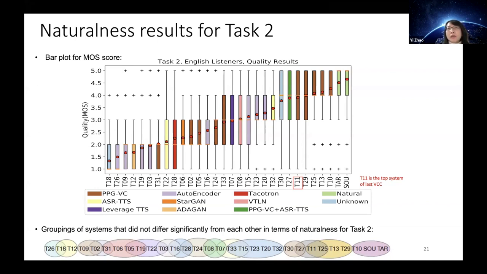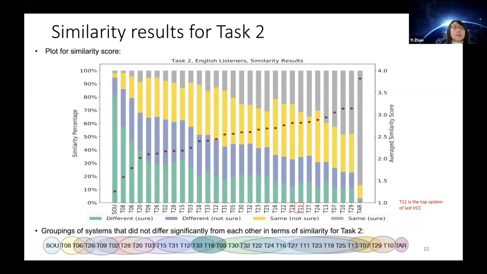In fact, most teams who joined both tasks obtained a lower score in task two. This clearly indicates an increase in the complexity of the cross-lingual task. Next. This is the naturalness result for task two. All of the VC systems have much lower similarity scores than natural speech, and the differences are statistically significant, which means the cross-lingual VC has room for improvement.